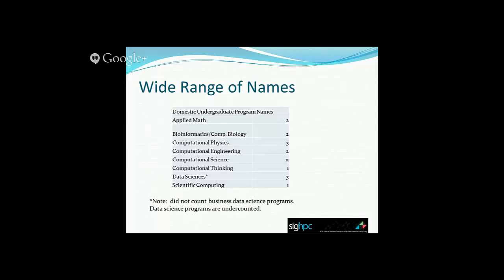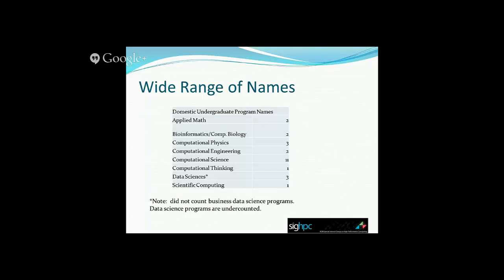There's a wide range of names of these programs depending on the institution. This is sort of a simplistic summary. Two are called something related to applied math, two are focused on bioinformatics or computational biology, 3 in computational physics, 2 in computational engineering. The vast majority are just called computational science and are given as interdisciplinary kinds of programs. There's one that's called computational thinking, and there are 3 that are called data sciences and 1 called scientific computing.